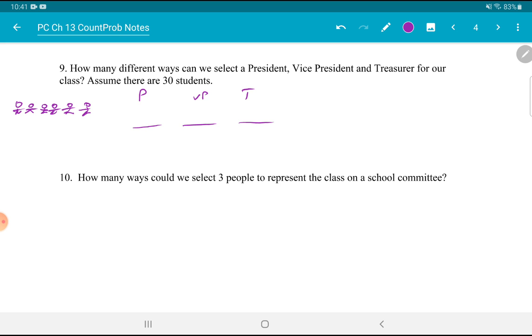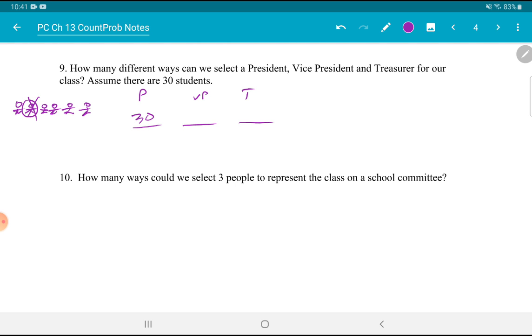And let's say that of all the people, how many people can be president? Well, no one has really been selected for anything, so it sounds like we really have 30 people that can be president. Let's say person B actually was selected as president. Now that person is no longer a choice that we can select for our next position, which is vice president.